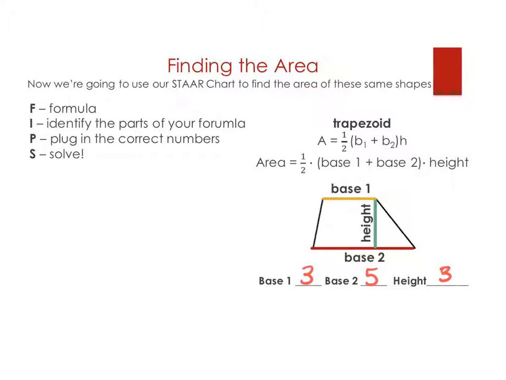All right, so I filled in my base 1, my base 2, and my height. So I'm doing my identify the parts. My base 1 is 3, my base 2 is 5, my height is 3. So now I'm going to go ahead and plug it in, P, plug it in. So I have A equals 1/2 base 1 plus base 2 times height.